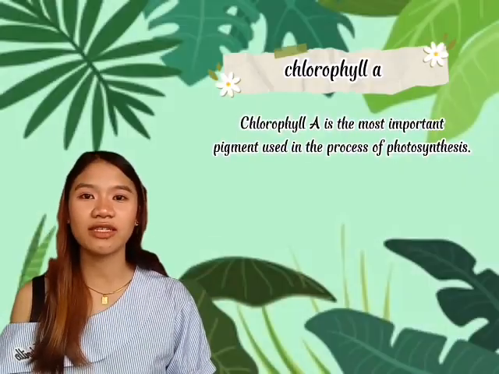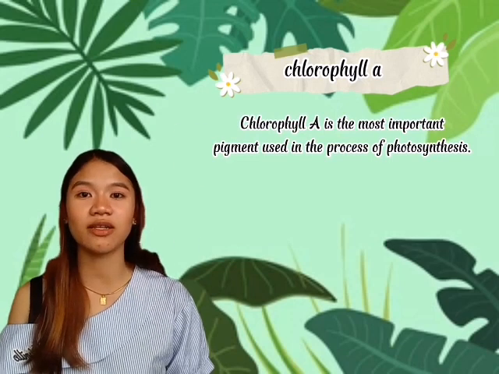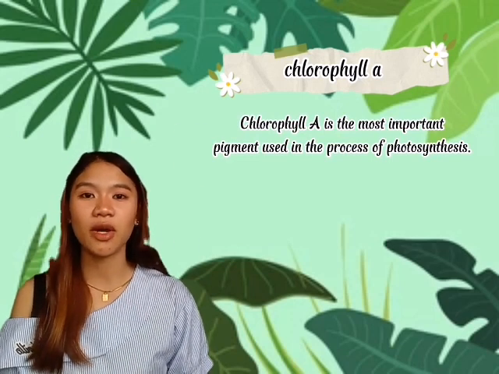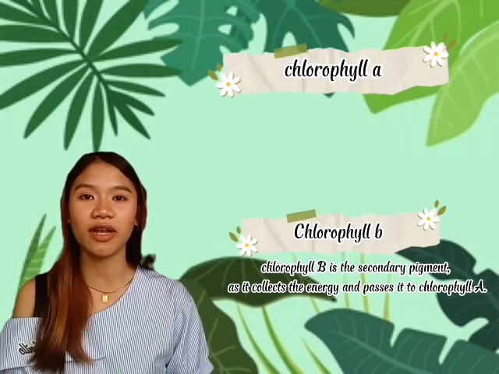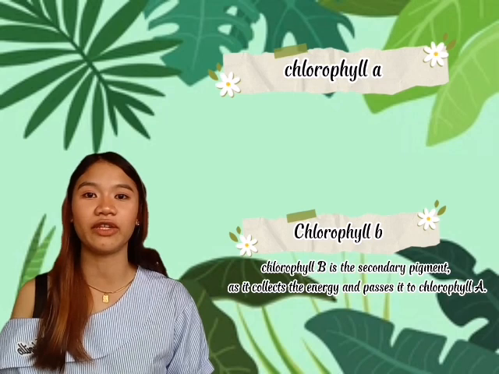The difference between chlorophyll A and chlorophyll B is regarding their part in photosynthesis. Chlorophyll A is the most important pigment used in the process of photosynthesis, whereas chlorophyll B is a secondary pigment, as it collects the energy and passes it to chlorophyll A.